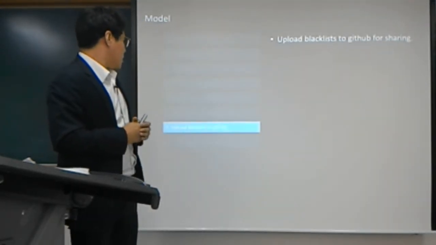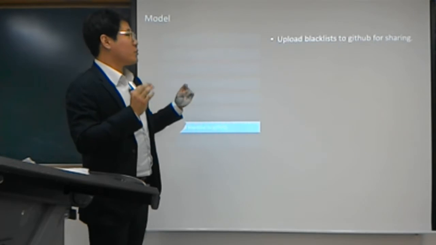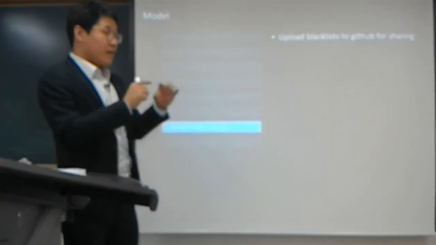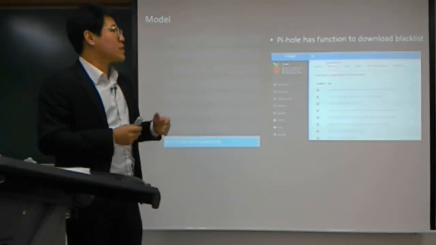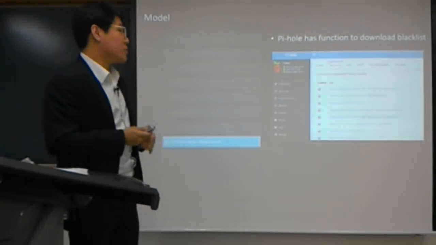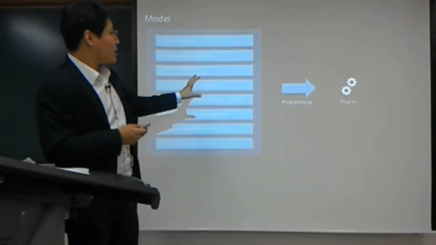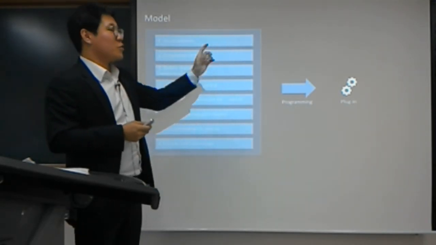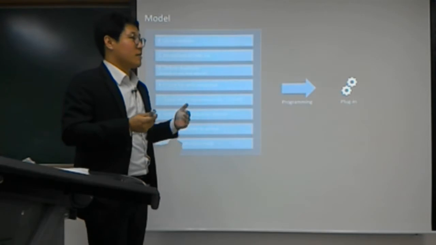Then seventh, upload the blacklist to GitHub. We need to share, so we put it on GitHub and we can share. We make the repository, and Pi-hole automatically downloads it. Pi-hole has a function to download blacklists, so we can choose which blacklist I want to use. If this model is automated, like if I program this and make a plugin to install in Chrome, it will reduce effort and time.